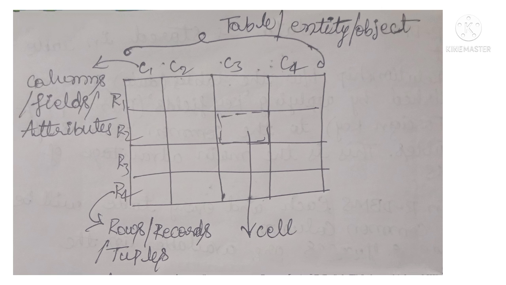Here you see the table can also be called an entity or object, and columns and rows have different names. Columns can be called fields or attributes. Rows can be called records and tuples. A table is a combination of rows and columns. A cell is the place used to store the data.